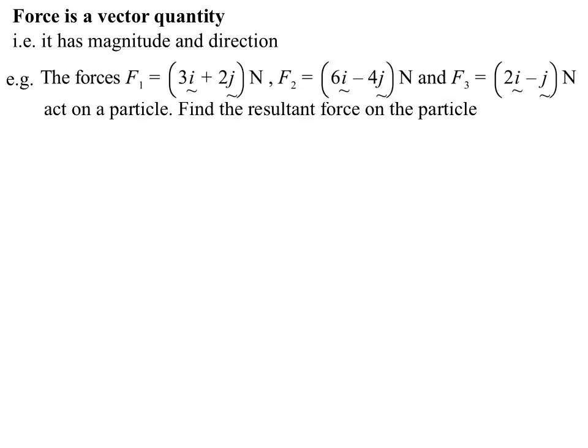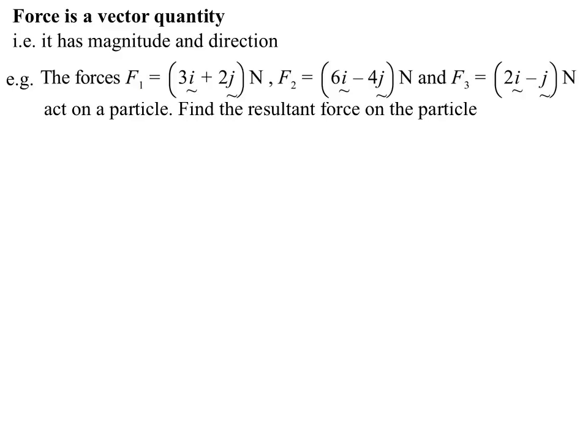When we look at dynamics problems, it's actually the forces we're interested in. We start with the forces and mass. Force is a vector because it has a magnitude and a direction, the two key things of a vector. So say we've got these three forces, with components 3i, 2j for the first force, 6i minus 4j for the next one, and 2i minus j for the third.